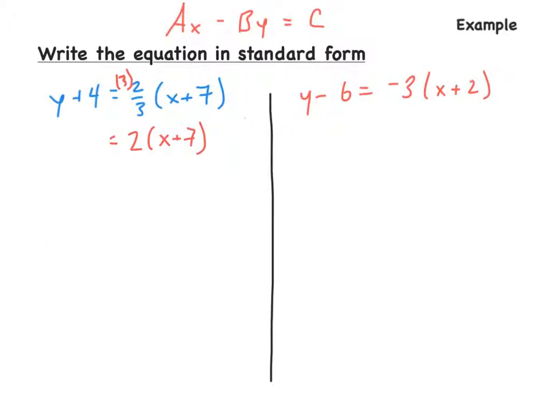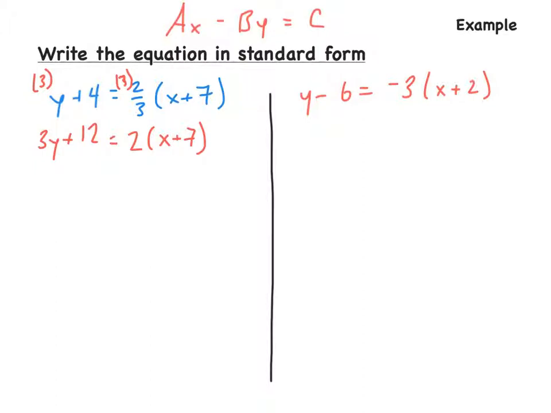But since I multiplied by 3 on the right side, I also have to multiply by 3 on the left side. So if I multiply by 3 on the left side, 3 times y is 3y, and 3 times 4 is 12.